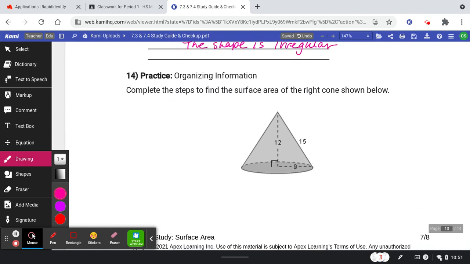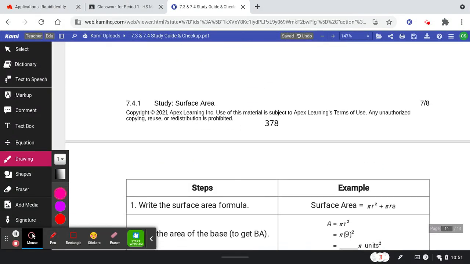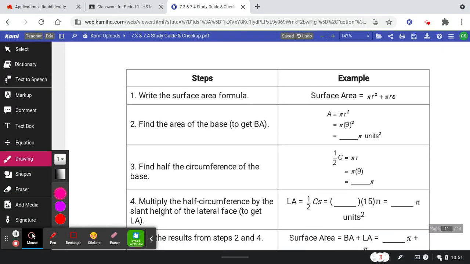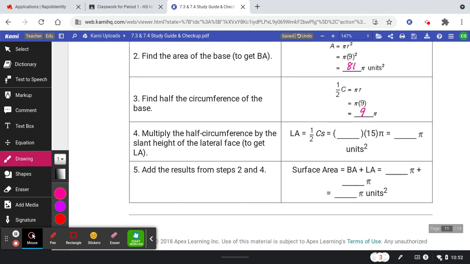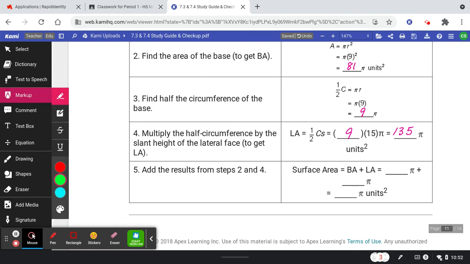Okay, here's our picture. We've got a radius of 9 again. We've got a height of 12. We've got a slant height of 15. Let's plug into our different parts and see what we get. So 9 squared again is 81 pi. And here we've got pi times 9, which is just 9 pi. And then we plug this in, 9 times 15, that's going to give us 135 pi units. That's our lateral area.